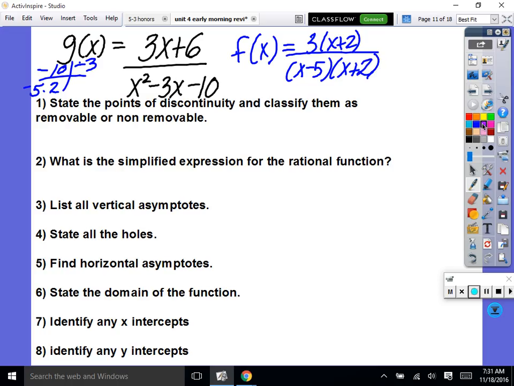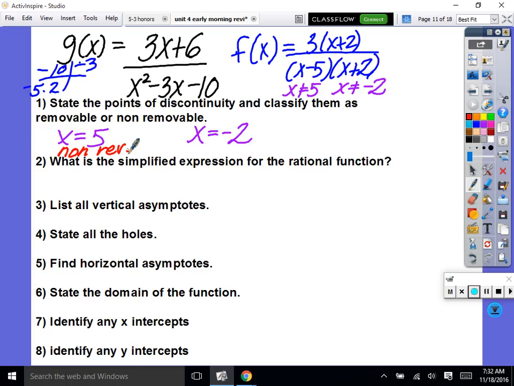So x cannot equal 5, x cannot equal negative 2. So our points of discontinuity are at x equals 5. It cannot equal 5, but at 5 is our discontinuity. And at x equals negative 2. So now you have to classify them as removable or non-removable. So now let's see, do they remove or not? X minus 5, does that divide out with an x minus 5 on top? No, so it's not removable because you couldn't remove it. So non-removable.